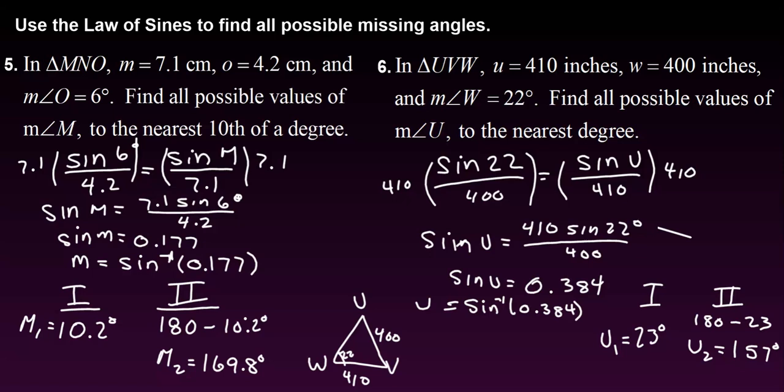All right, so that is how we use the law of sines to find all possible missing angles.